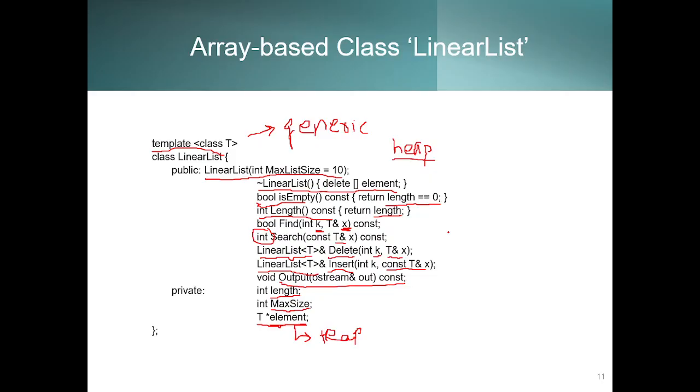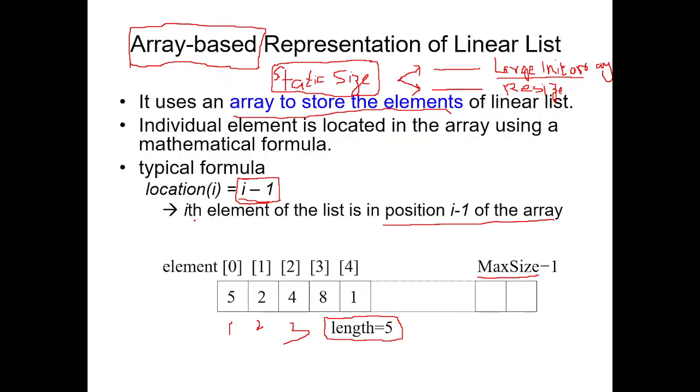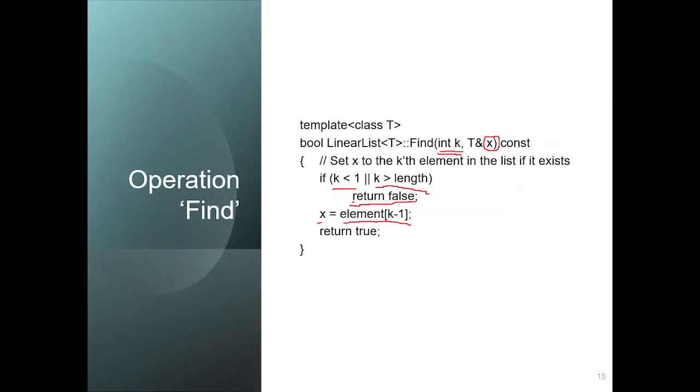So I hope you remember this formula. The ith element in the list is at position i minus 1 in the array. So the kth element in the list is at position k minus 1 in the array. So this is how you return that element, and you return true. So you could find that element, and the value of the element was returned in this variable, this reference that you got. So I hope this is easy and it makes sense.